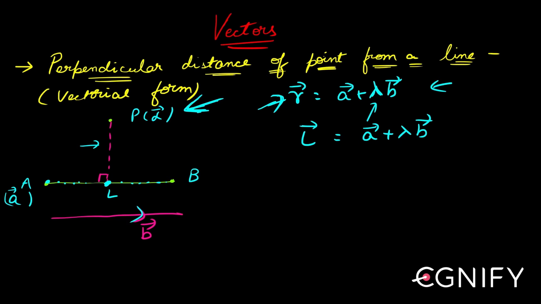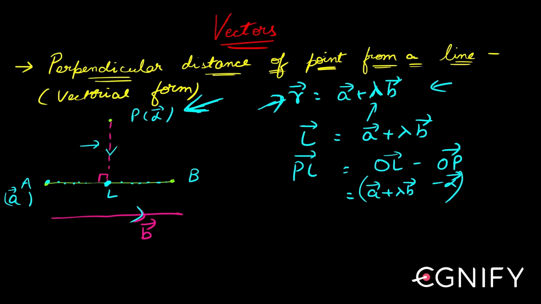So I'm assuming L is nothing but a bar plus lambda b bar. And I want to get the lambda for which I'm able to create this L, the position vector L. So how do I do that? So this is your L. Once again, how do I get the direction ratios of this line PL? I can get the vector PL itself here, because PL is nothing but OL bar minus OP bar. OL bar is nothing but a bar plus lambda b bar, and OP bar is nothing but alpha bar. So here is my PL bar vector.